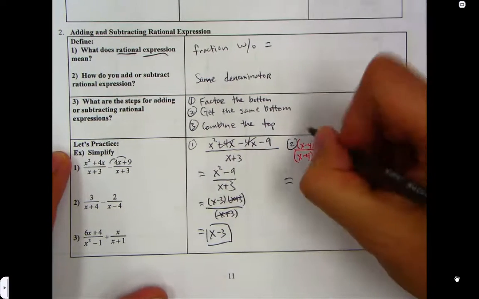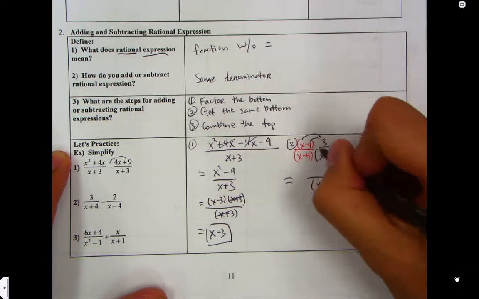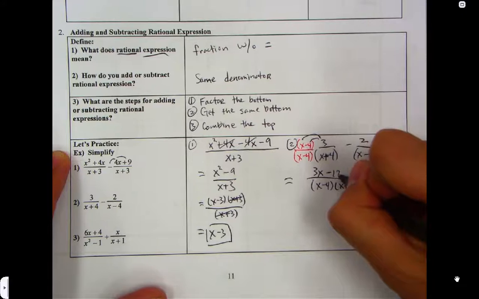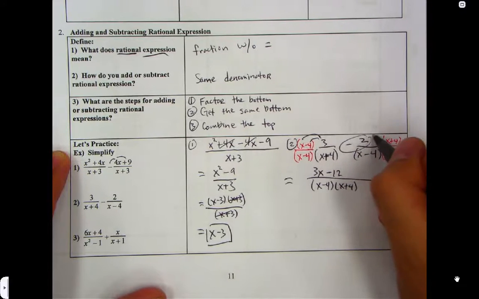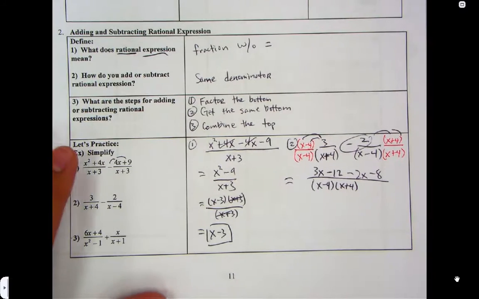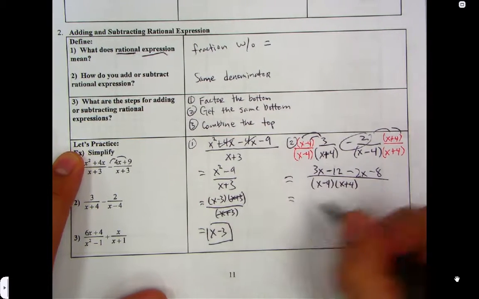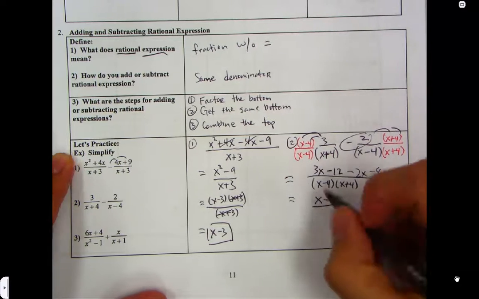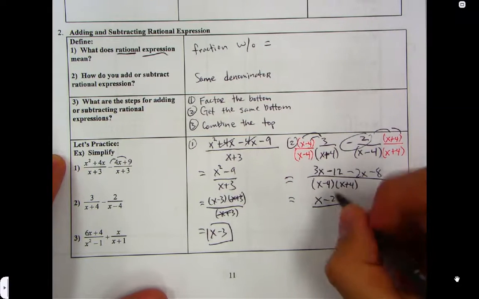Okay, I'm going to distribute the 3. 3 times x is 3x. 3 times negative 4 is negative 12. I'm going to distribute the negative 2. I'm going to combine like terms on top. So 3x minus 2x is 1x. Negative 12 and negative 8 is negative 20.